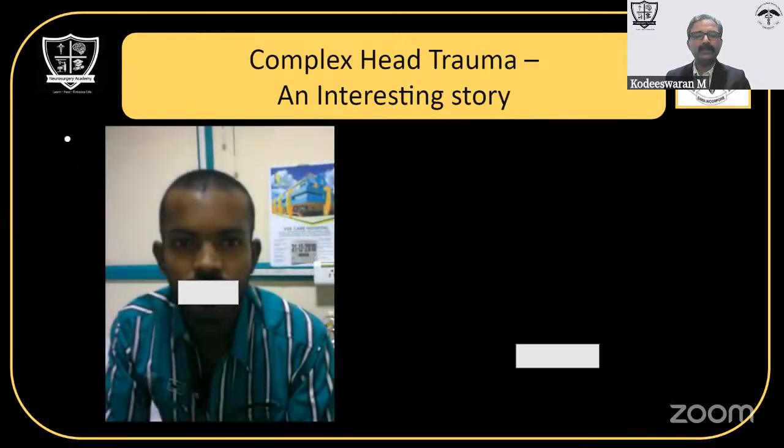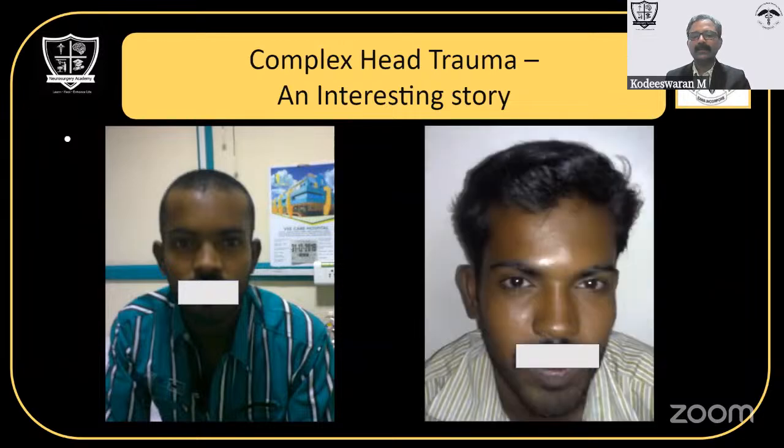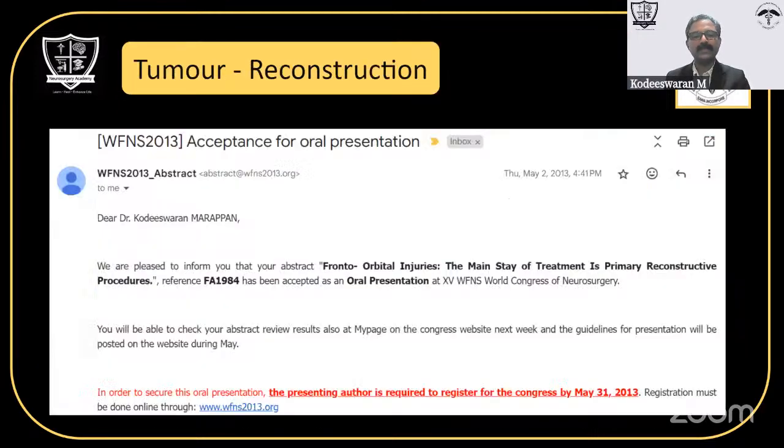So this is immediately after surgery. This is after 6 months. After 6 months, they got married. So it is one of the interesting stories of neuroplastic surgery.